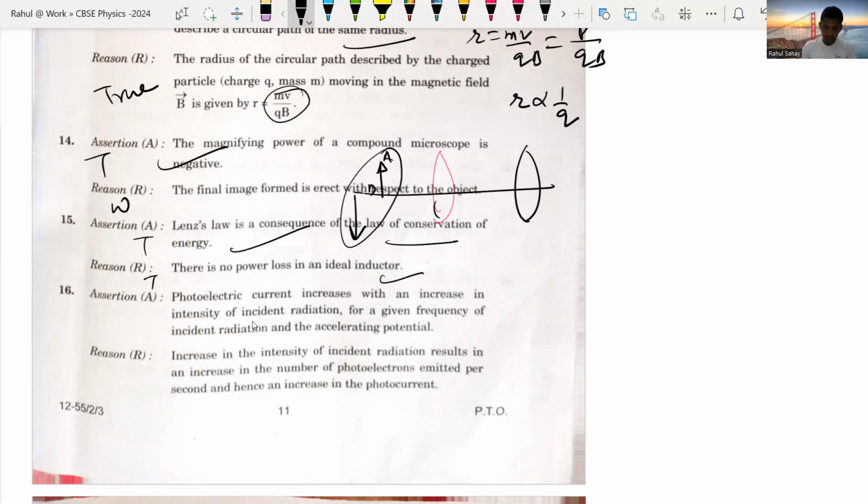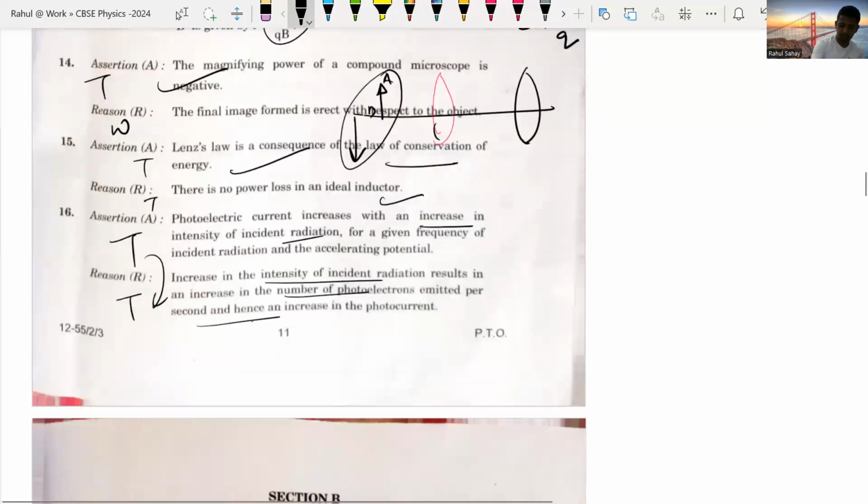Photoelectric current increases with an increase in intensity of radiation. Yes, this is correct. Increased intensity of incident radiation results in an increase in number of photoelectrons emitted. So when you increase the intensity, the number of photoelectrons emitted per second also increases. It's also true, and yes, this is also a correct explanation. Option 1 is correct.